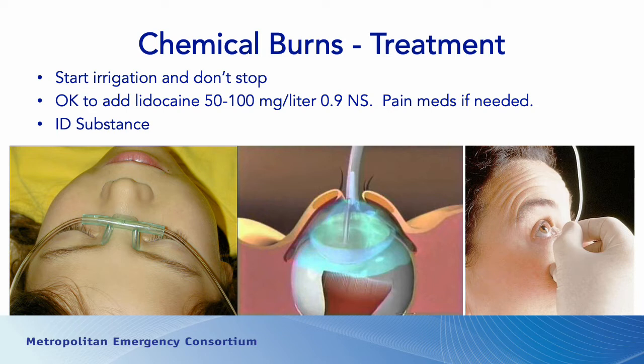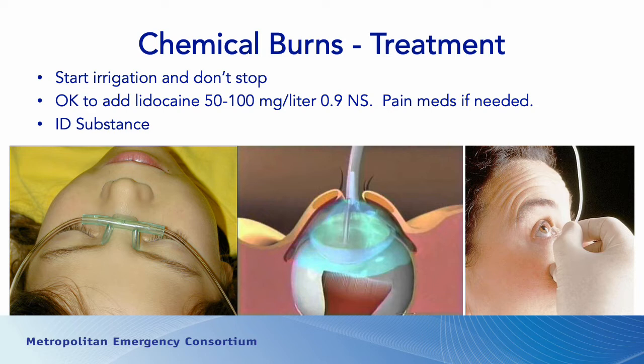You put it over the bridge of the nose and you just start irrigating. We also have in our protocol the Morgan lens, and the Morgan lens goes between the cornea and the eyelids, and you use that to irrigate. Here's another picture of how you put it in, and you can just continue to irrigate.